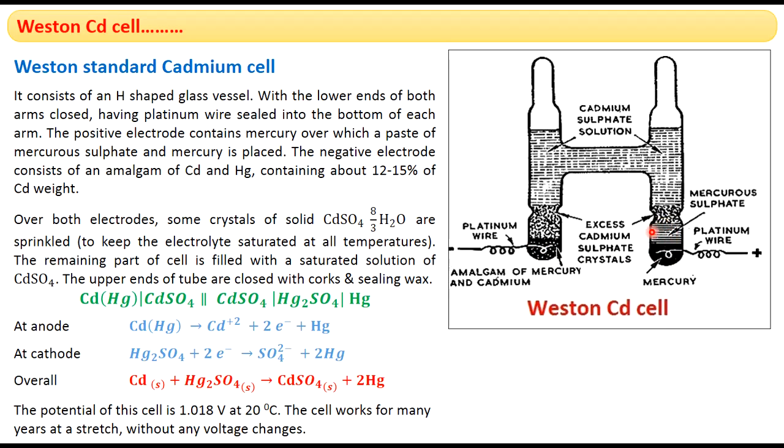The positive electrode contains mercury, and over this mercury we have a paste made with mercurous sulfate and mercury. This is the composition of the positive electrode in the Weston cadmium cell. Coming to the negative electrode, it contains an amalgam of cadmium. This amalgam contains 12 to 15% of cadmium. The remaining part is mercury.